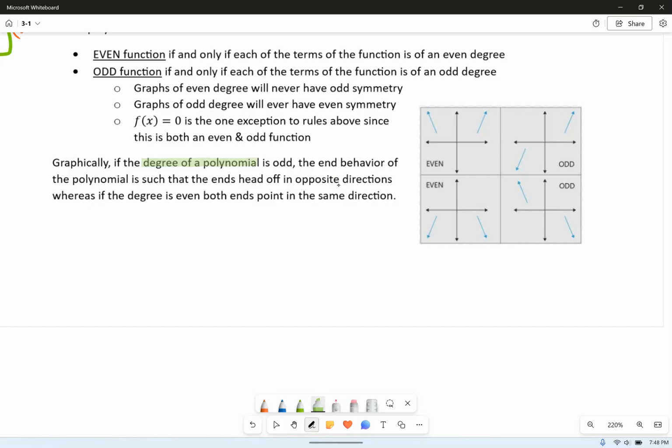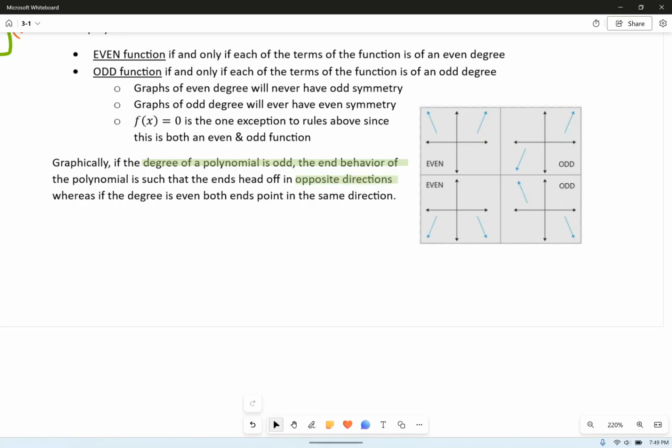If the degree of the polynomial is an odd number, that just means that the end behavior is going to go in opposite directions. It's as simple as that, okay? If it is an odd number, it is going to be in opposite directions. Now, I'm trying to make it thinner, but it's not letting me do it. There we go. Opposite directions.